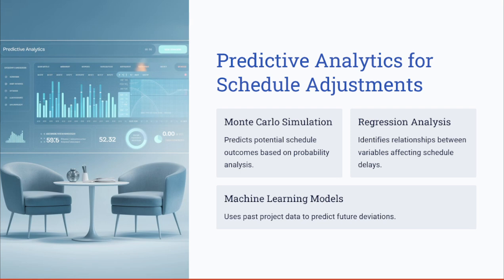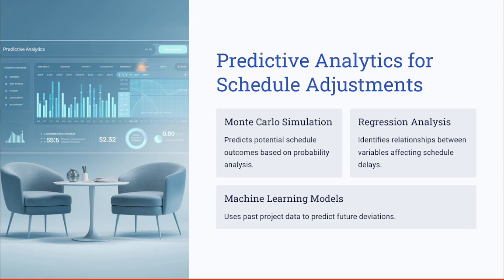How you can use predictive analytics for future schedule adjustment. Predictive analytics enables project managers to anticipate schedule deviations before they happen. By applying statistical models, project teams can proactively manage risks and improve schedule performance. But how does predictive analytics work? Predictive analytics uses historical data and statistical models to forecast future schedule performance. It helps project managers to adjust the plan proactively based on predicted trends.